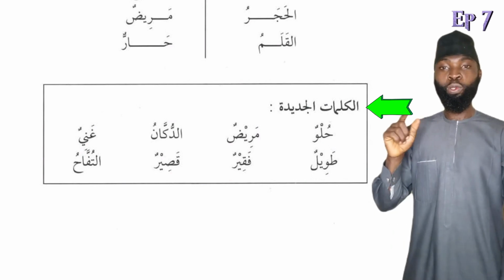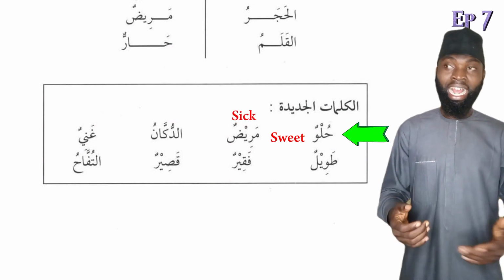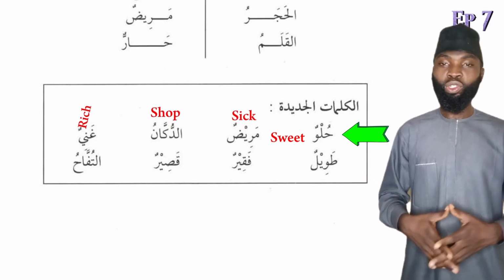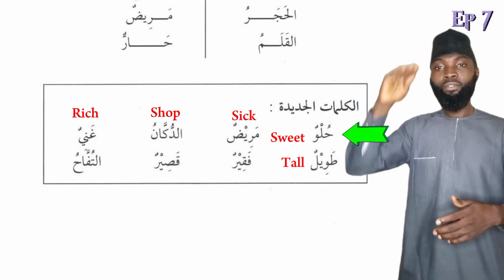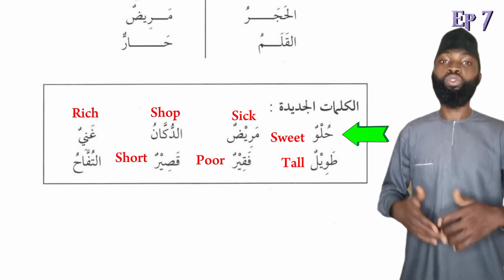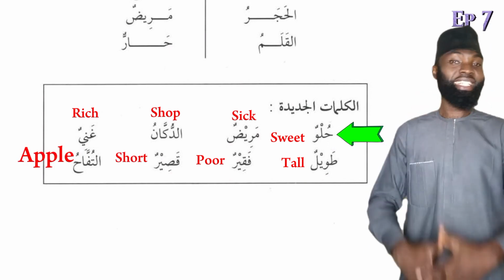The first, hulu'un. What is hulu'un? Sweet. Maridun, sick. Ad-dukanu, shop. Ghaniyun, rich. Tawilun, tall. Fakirun, poor. Qasirun, short. At-tufahu, apple. MashaAllah. We have said it earlier.